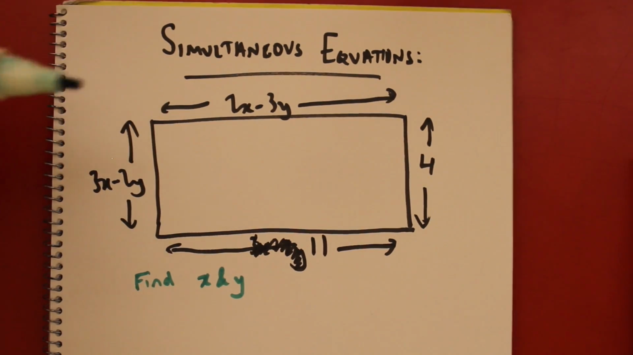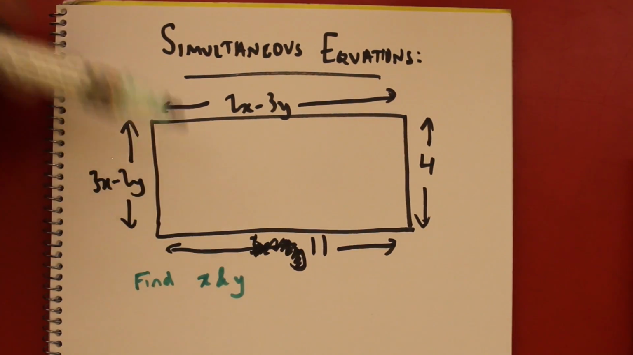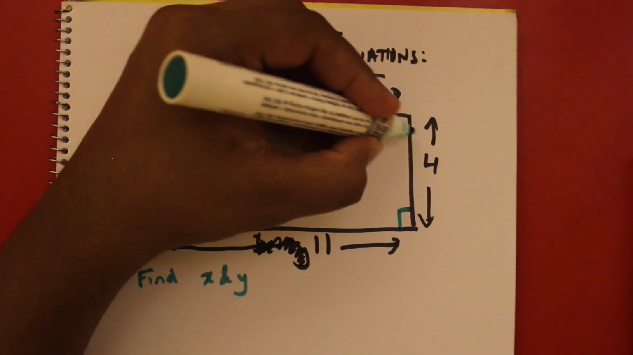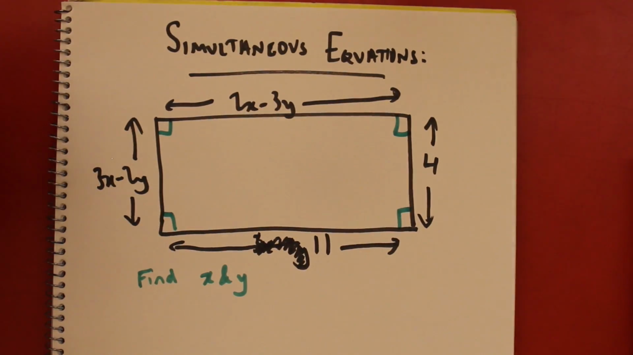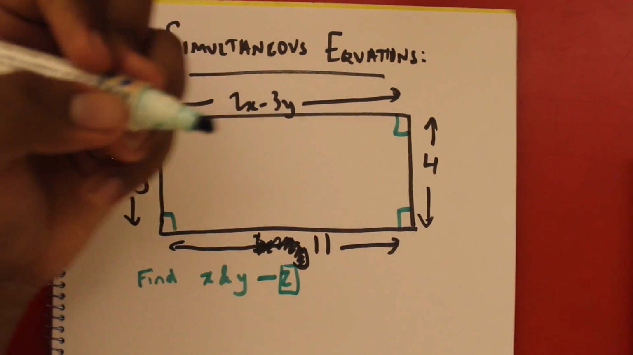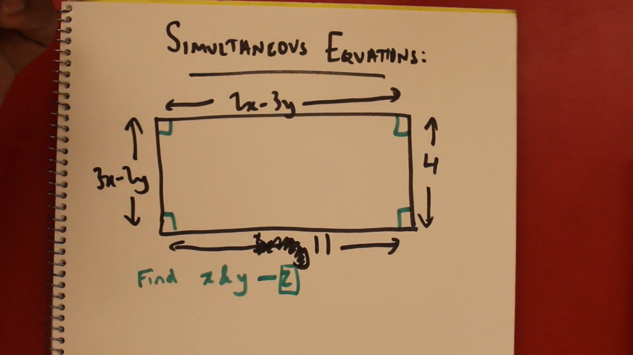So we are given a rectangle here in which we have to find x and y. By looking at the rectangle, we already know that these angles are going to be 90 degrees. And now because we need to find x and y, there are two variables here. Therefore we know that there'll have to be a simultaneous equation.